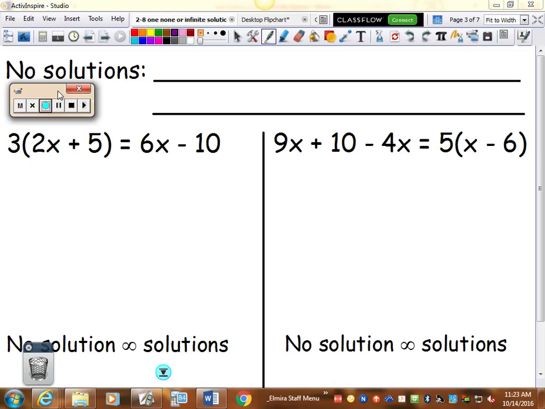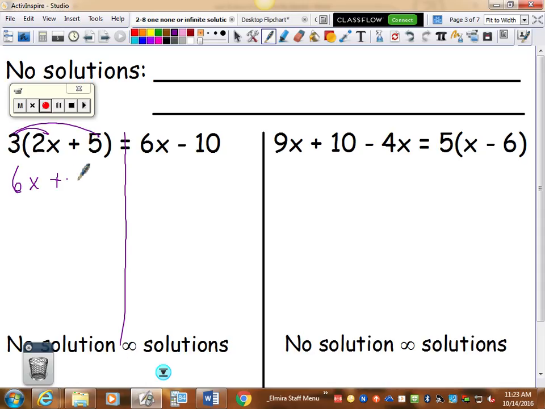Okay, let's see what happens in this next set of problems. So I see a distribute, 6x plus 15, and no like terms, so okay. This side, there's no distributing, there's no like terms, there's nothing to do over here. So again, when you get to the point where you've distributed and combined like terms as much as possible, that's when you stop and look at what's going on here.